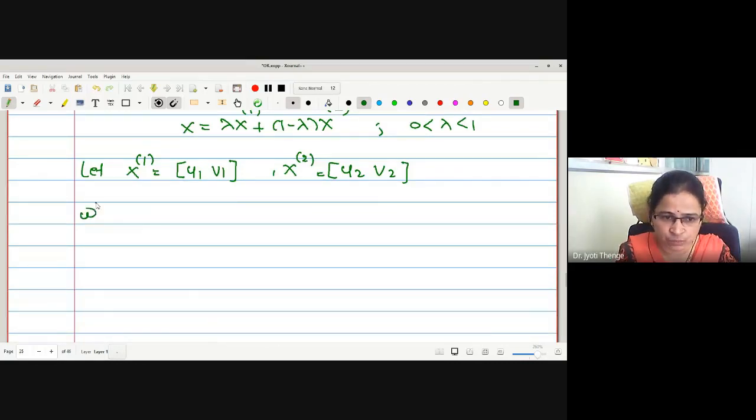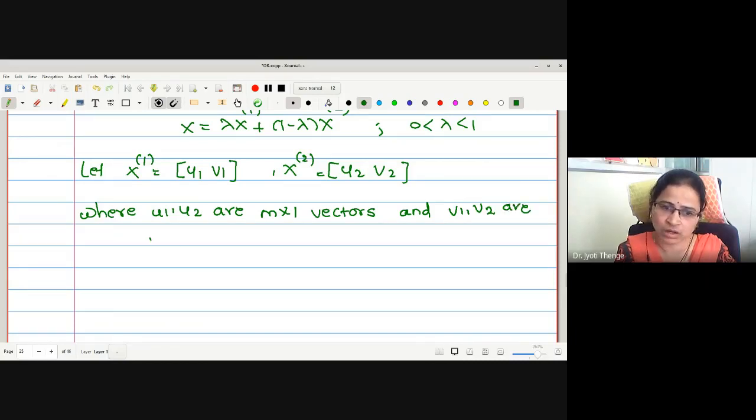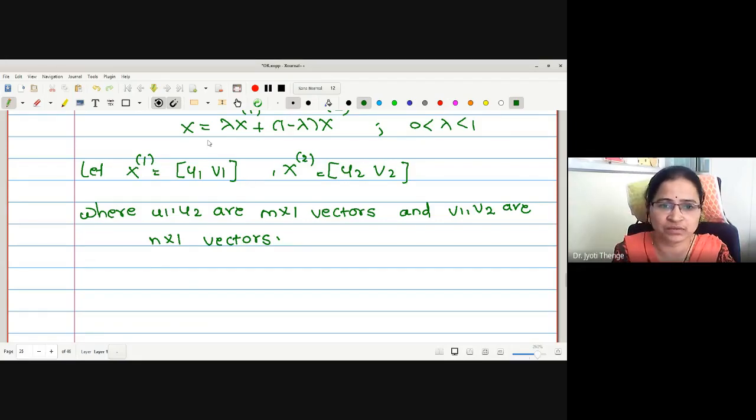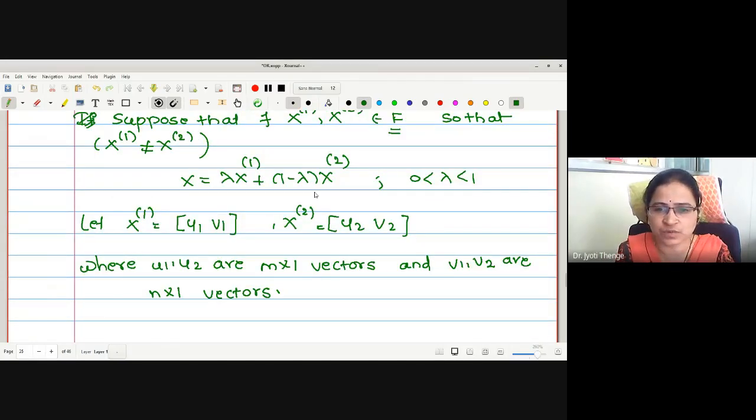Therefore here let me write where u1, u2 are m cross 1 vectors, and v1, v2 are n cross 1 vectors. Okay, now we'll put the values of x, x1 and x2 in statement number 4, right? Therefore 4 becomes, now what is x we have taken?